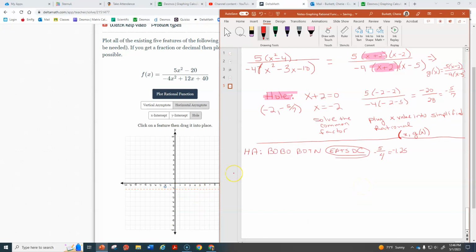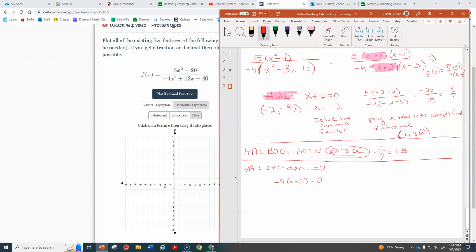The next one is, let's see, what can we do next? We did horizontal asymptote. Let's do vertical asymptote. How do we do the vertical asymptote? We set denominator equal to 0. And I'm talking about the simplified version. If we set the whole denominator equal to 0, we would include that hole. So we're only going to go to the simplified, and we set the denominator equal to 0. So we're going to take -4 times x minus 5 and set it equal to 0.